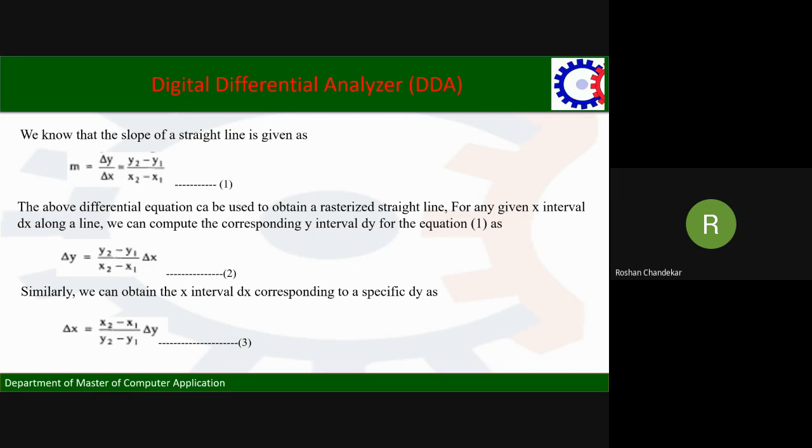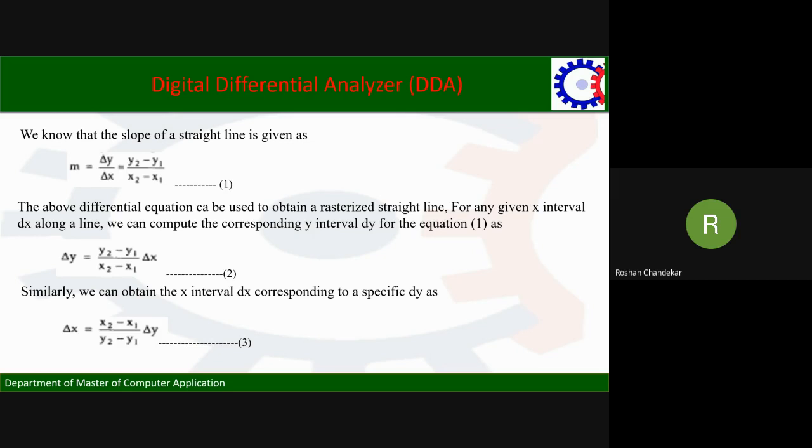From the above differential equation, we can obtain a rasterized straight line. For any given x interval delta x along a line, we can compute a corresponding y interval delta y from equation 1. We compute for the x interval delta x value, and simultaneously we can compute the y interval for the delta y value.